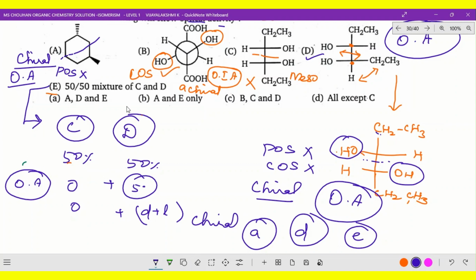Of course, C and D they mention. C is actually zero. Why? Because it is a meso compound. D is chiral. So when we are adding D, 50 percent, 50 percent in that DL, so 5 degrees. So you will get a chiral molecule, of course. So which is the correct option? Option A, D, E. Option A is the correct option.